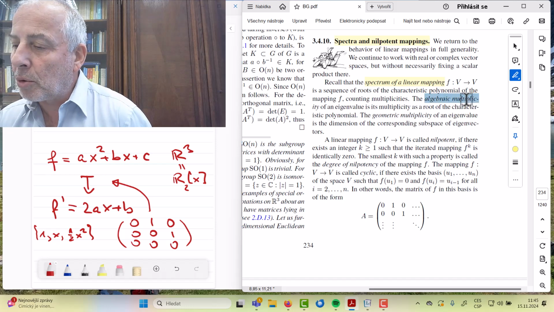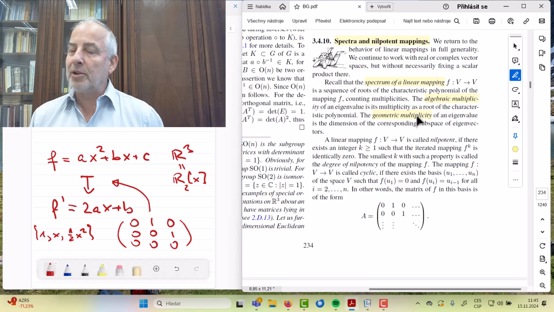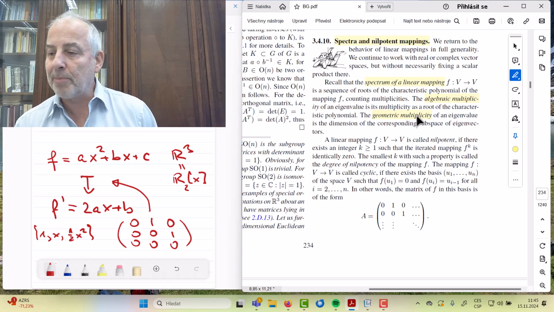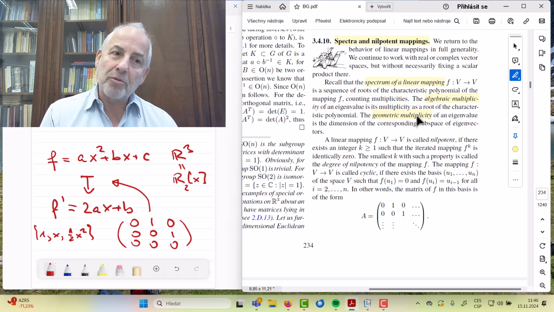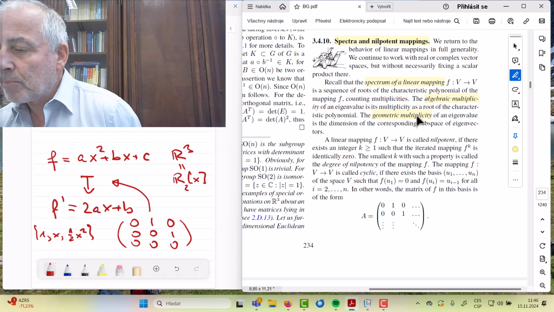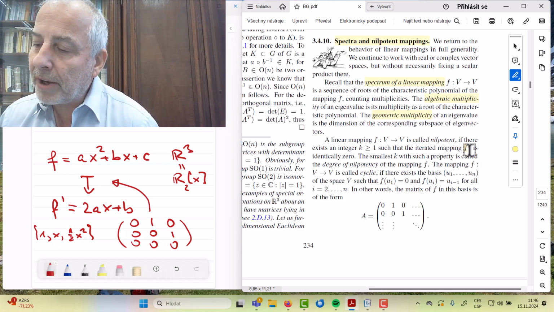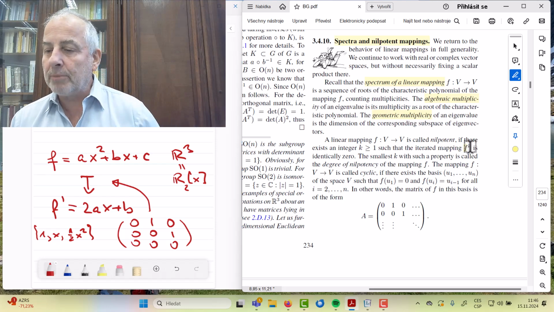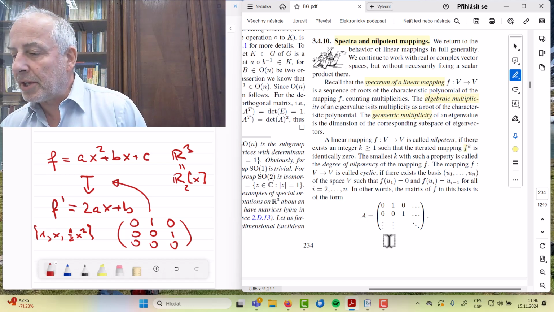And I already told what the algebraic and geometric multiplicities are. Algebraic multiplicity is how many times we've got it in the spectrum. Geometric multiplicity is the dimension of the relevant eigenspace. And a mapping F is called nilpotent if some iteration of it, if I iterate it k times, gives me identically 0. That's exactly what you see on the differentiation of the polynomials, and that's here.